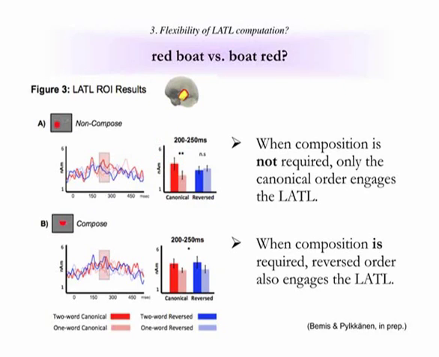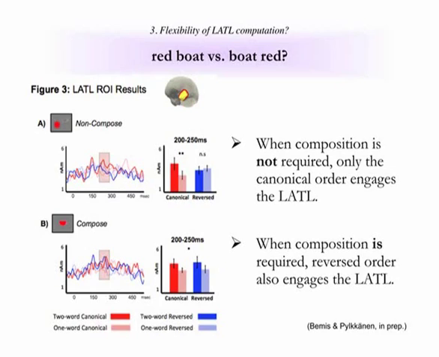All right, so here's what we found out from this. It turns out that in the non-composed task, where the color and the shape are presented separately, the combinatory effect, so the increase for the two-word condition, is only elicited for the canonical word order. So only for red bow. For bow red, there's absolutely no increase. So when composition is not required, only the canonical order engages the LATL.